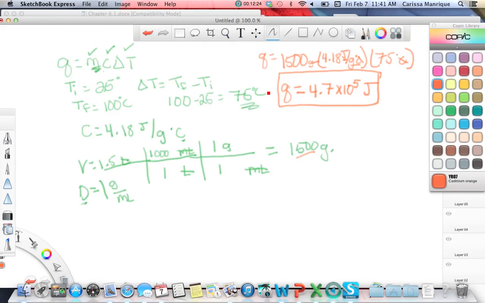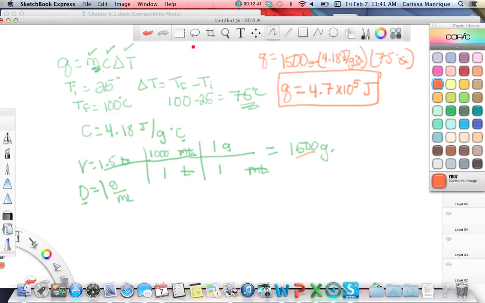Okay, think about if we're boiling a giant pot on your stove. Okay, if you had 1.5 liters of water you had to boil, that's going to take forever, right? And so it takes a lot of energy.